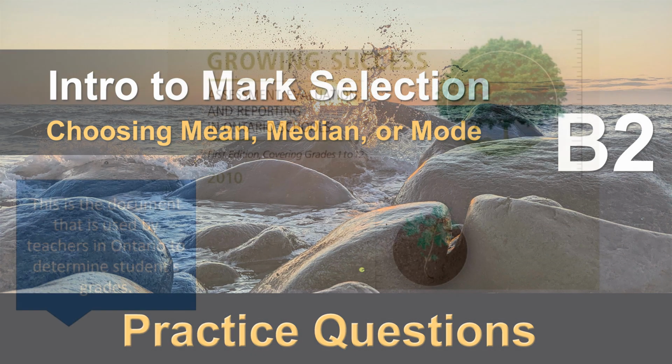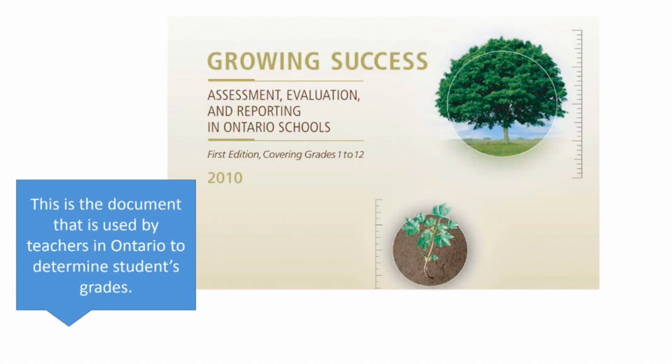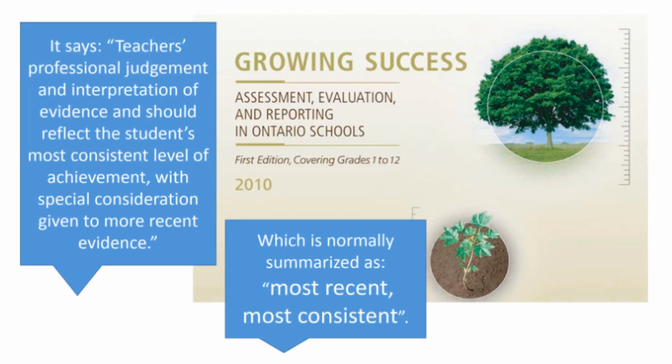This is a document that's used by teachers in Ontario that gives us guidance on how we should determine student grades. It says, teachers' professional judgment and interpretation of evidence should reflect the student's most consistent level of achievement with special consideration given to more recent evidence. We generally translate that to be most recent and most consistent.